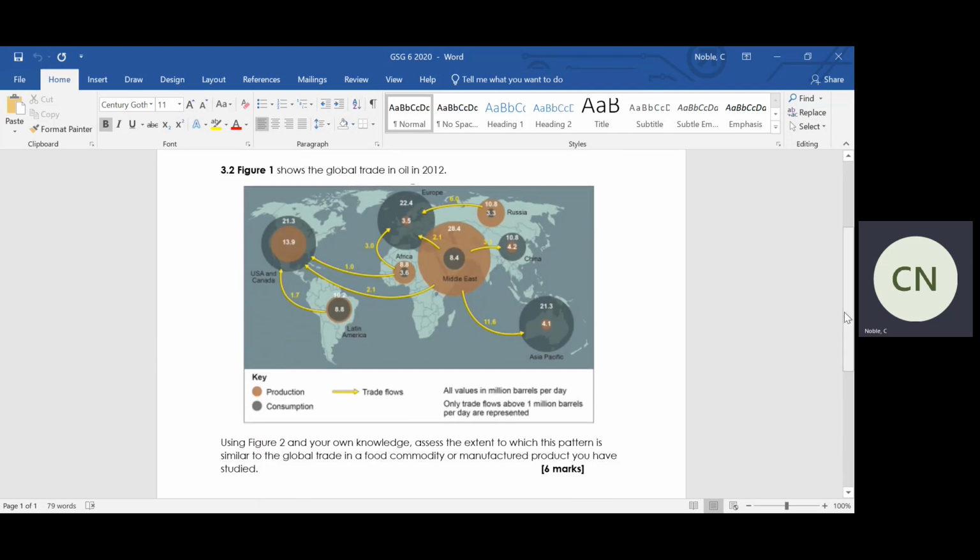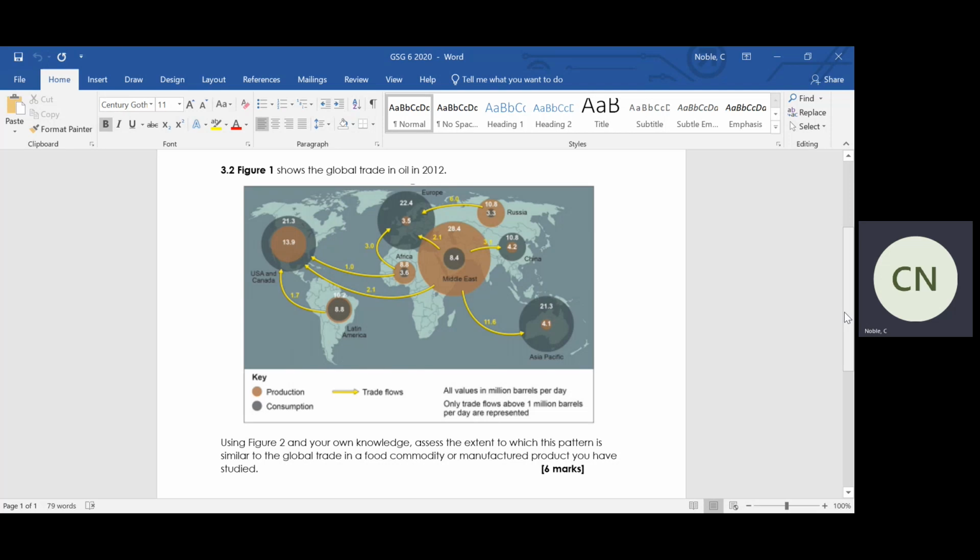Question 3.2 shows you figure 1, which is global trade in oil. Slightly out of date, this figure, it's from 2012. The circles that are brown show you the production of oil, and the circles that are grey show you consumption. And then, of course, the arrows represent the trade flows. Make sure you use all of the information on the map, and then what you've got to do is assess the extent to which this pattern is similar to the global trade in a food commodity you've studied. So that will be bananas, of course. That is the global commodity, the food commodity that you will have studied.